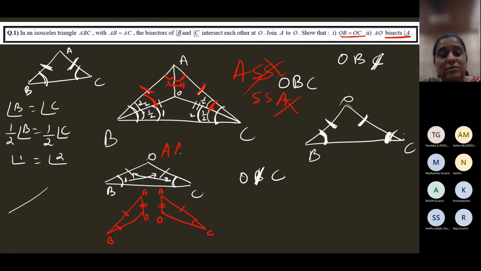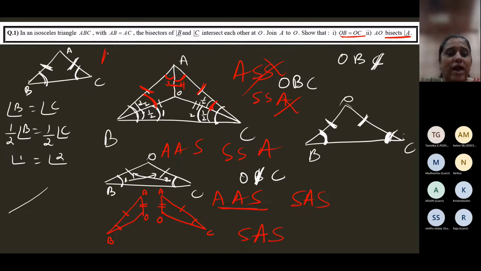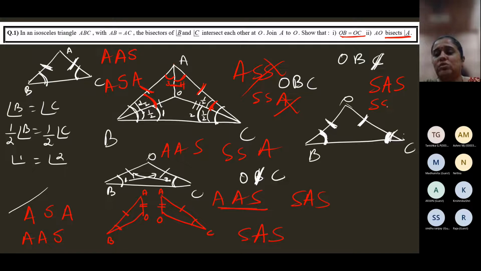It can be two angles and some other side, AAS. But it cannot be two sides and some other angle. If it is two sides, it has to be the included angle. If it is two angles, it can be the included side or some other side also. But when it is two sides, it has to be the included angle. It cannot be two sides and some other angle.